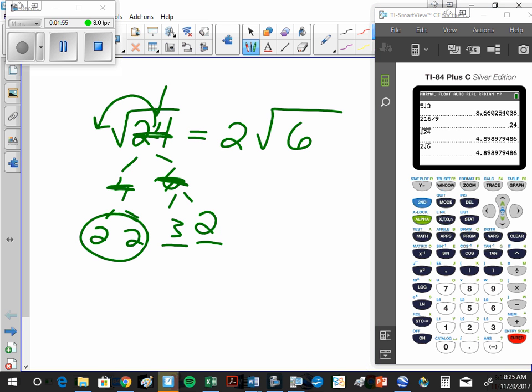And really what I did is I took this 24 and I separated its perfect square from the rest of it. It's sort of like saying the square root of 4 times the square root of 6. 4 times 6 is 24. But this piece will square root and turn into a 2. Okay?